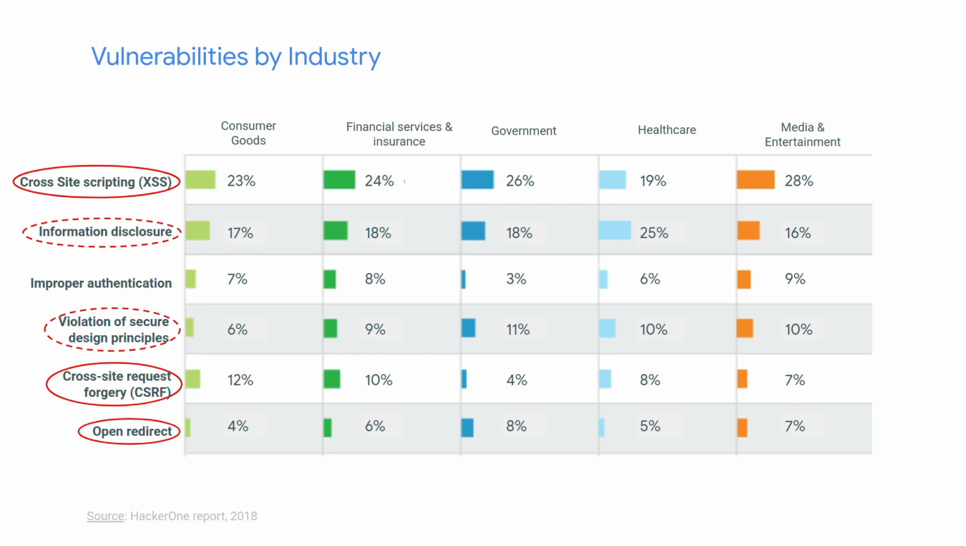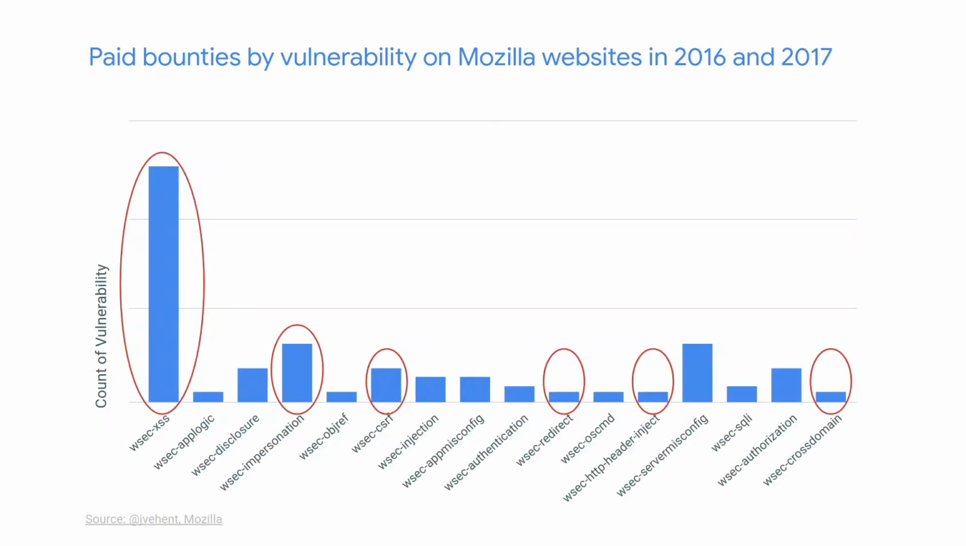The ones in the solid ovals are the, let's say, pure web vulnerabilities. The ones in dashed ovals are the ones that could be web or not. But the majority of the most frequent sources of bugs on HackerOne sites are also web issues.